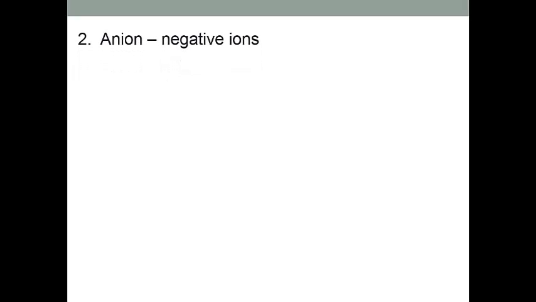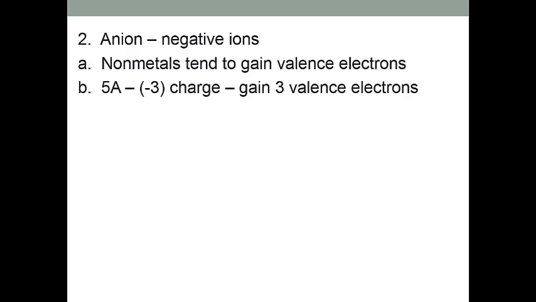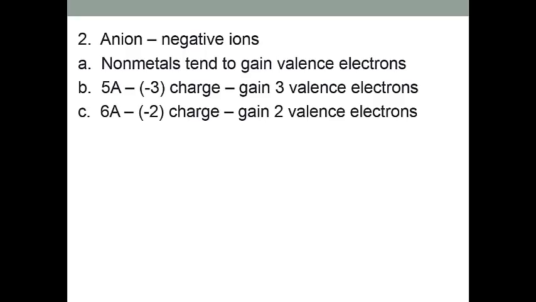Now let's take a look at our negatives. These are your anions, and these are going to be your nonmetals, or in some cases maybe a metalloid. So these are nonmetals, and they're going to gain valence electrons. That's why they are negative. And our 5A column, that's going to form a -3 charge, which means that it's going to want to gain 3 valence electrons. Again, they're gaining or losing in order to become stable. That's the whole point. They want that octet.